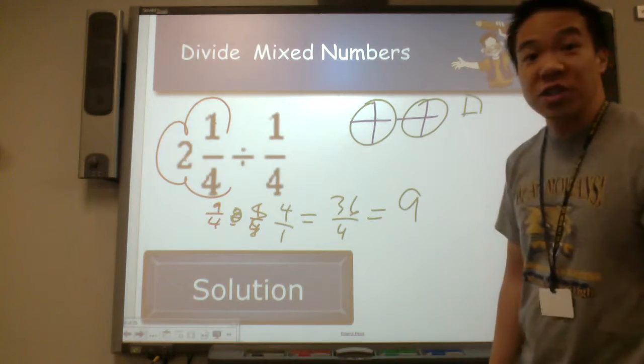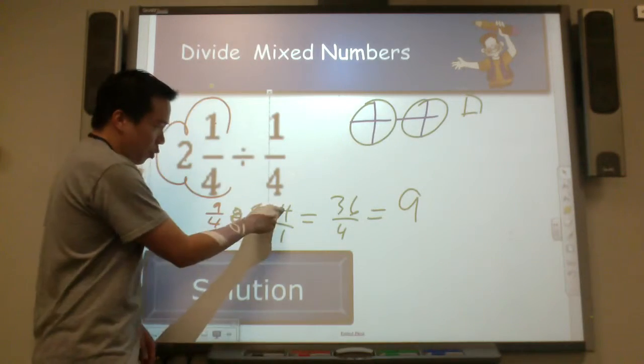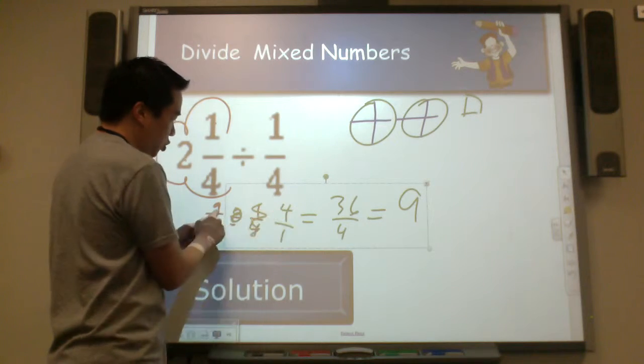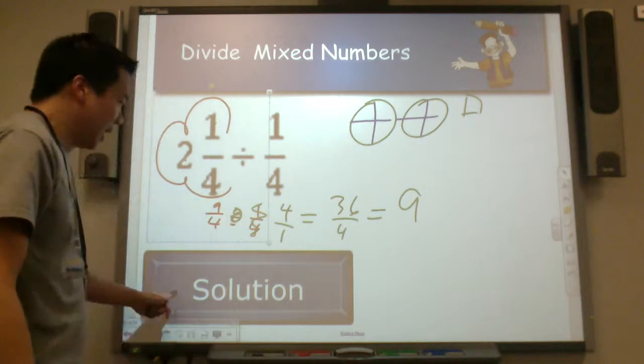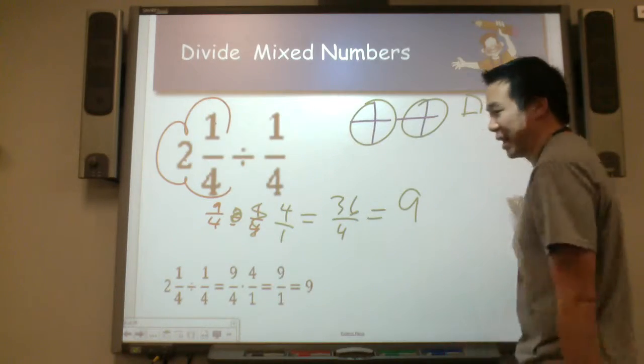Again, if you prefer cross simplification, you don't have to do cross simplification. 4/4 simplifies to 1 whole. So you'll get 9/1 or just 9. And as a solution, the answer is 9. And through the picture, you can tell the answer is 9.